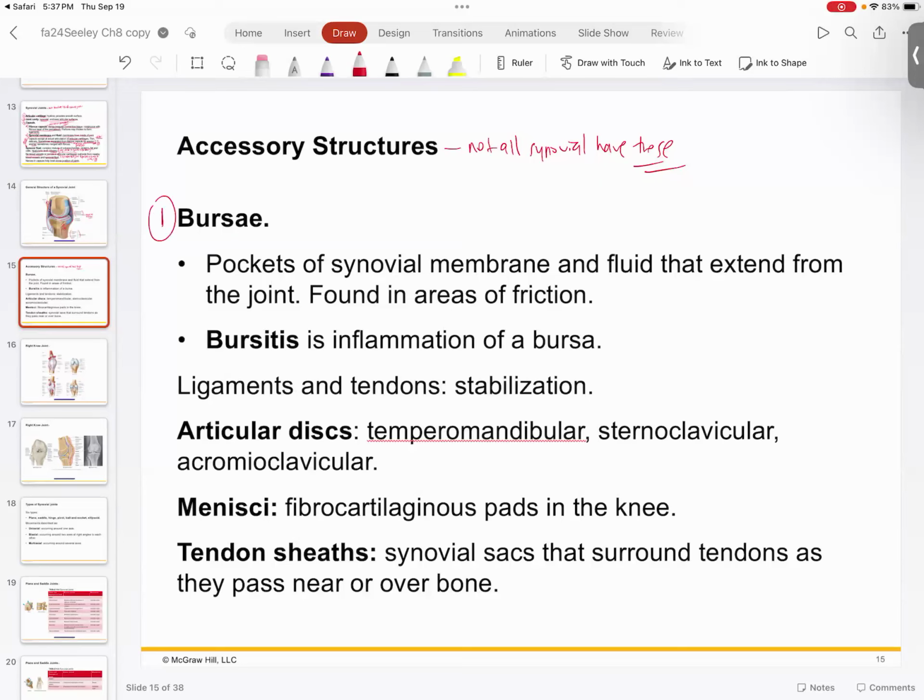The first one to go right into is the bursa. So the bursa are basically little pockets of the synovial membrane that are fluid filled typically, and they extend out from the joint itself. And their job is to create like a little pad to reduce friction.